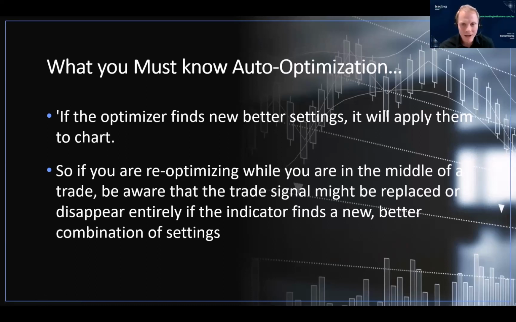But luckily, we have two ways to mitigate this. First of all, you can just copy the optimal settings and enter them manually and switch off optimization. It's one way to do it. Or you tell the re-optimizer to only re-optimize when the indicator deems its position flat. All right, I hope this makes sense. I believe this was important to point out at least.